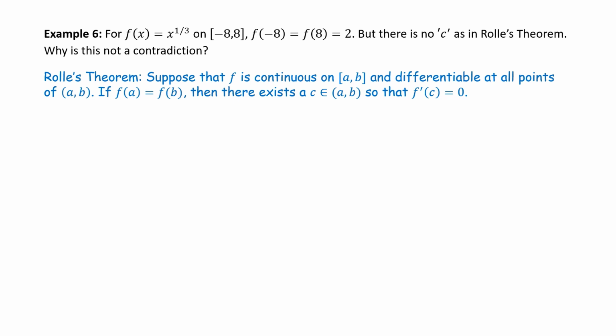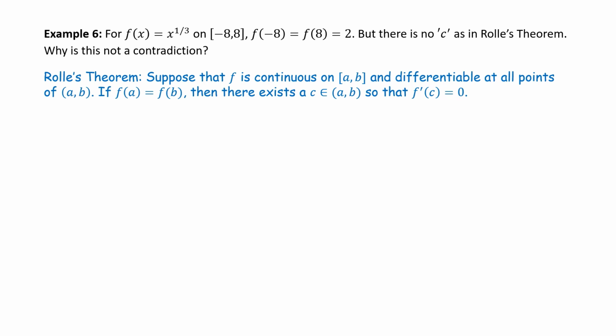Rolle's theorem states, suppose that f is continuous on the closed interval from a to b and differentiable at all points of the open interval a to b. If f of a equals f of b, then there exists some c in that open interval from a to b so that the derivative evaluated at that c equals 0.